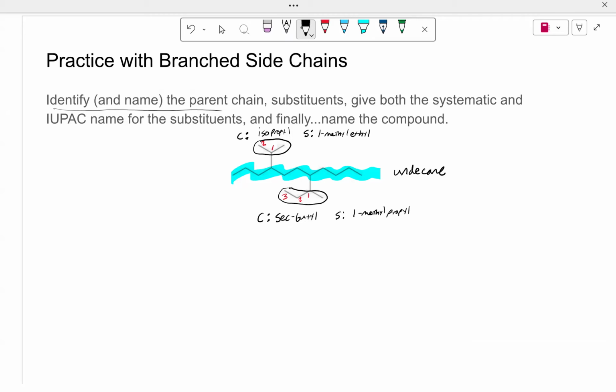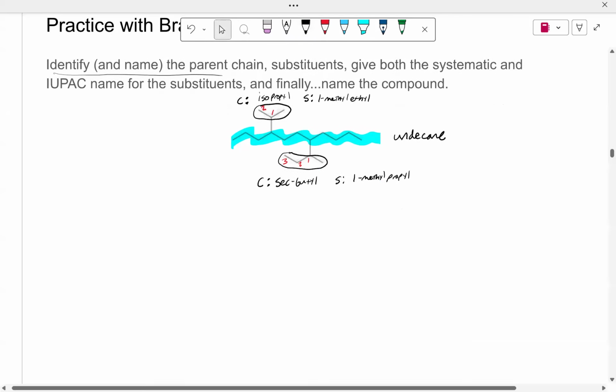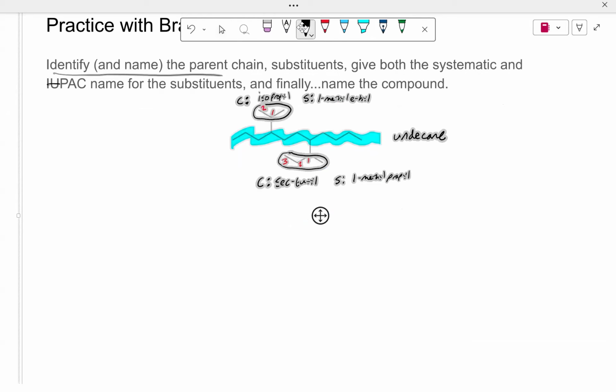Now, when you use those names, those systems, don't mix and match. Don't use the common name for one and the systematic name for the other. Either make them both common or both systematic, but don't mix them. And you kind of see why, because the alphabetizing works out a little bit differently. But let's start off by naming this with the common name. So that should say common there.